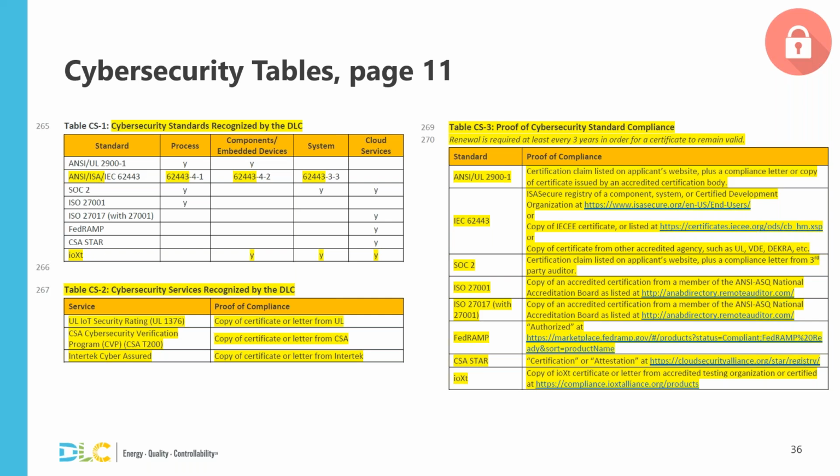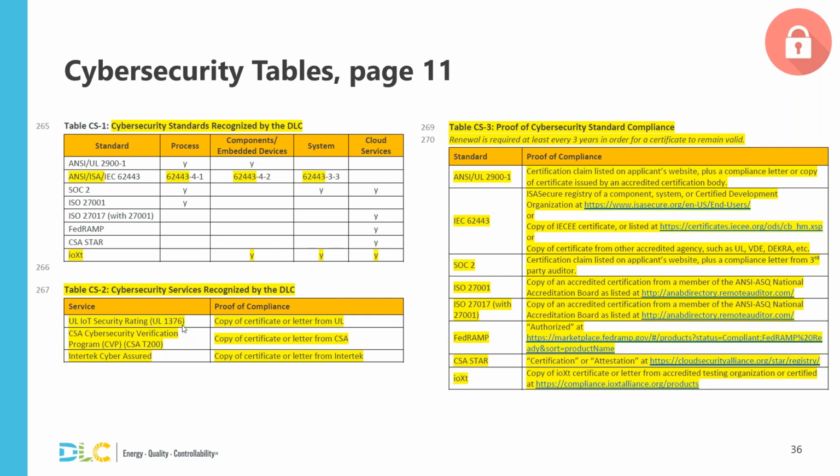For UL 1376, does it matter which security rating a manufacturer obtains? No, not at this time. Some of these standards, and also I think all of these services, have multiple levels of certification. The goal at this point, once we get several products that have updated their data to include this information, is that we will probably be able to report the level.